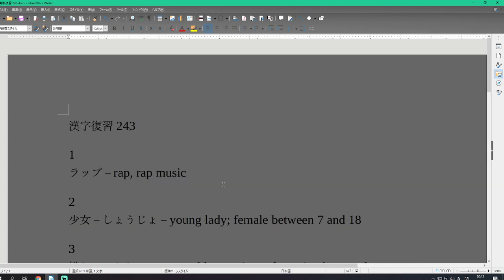Our first word is rap, or rap music. Rap is rap music. No kanji here, just katakana. Rap is rap music.